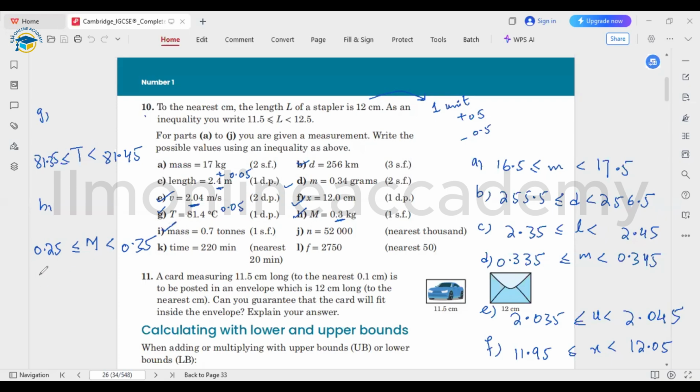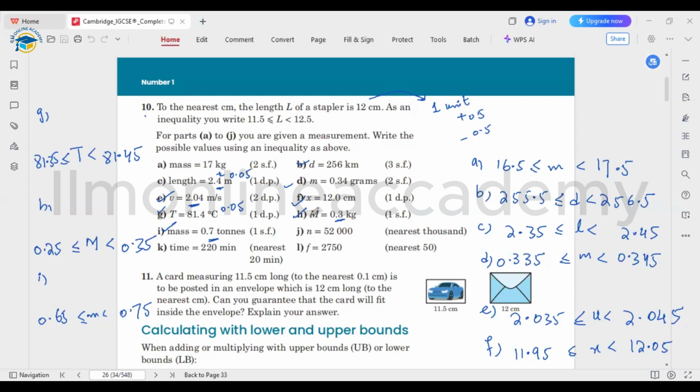Next is part number I. So here they gave us the mass again. So for part number I, we have 0.7 as the number. So for lower bound, we are going to have 0.65 after subtracting 0.05 again. And for adding this, we are going to write down 0.75. So this is your I part.